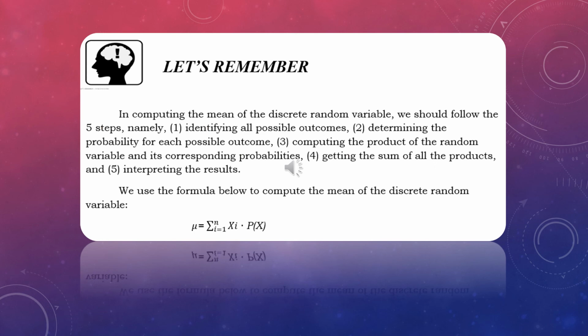Things to remember in this lesson is the 5 steps in computing the mean of the discrete random variable, which is 1, identify, 2, determine the probability, 3 is to compute the product of the random variable and its corresponding probabilities, 4 is to get the sum of all the products, and then lastly, interpret the result.